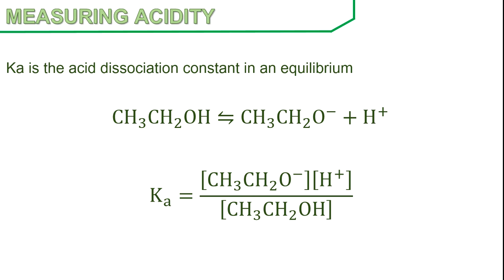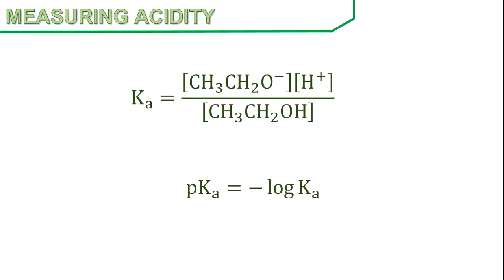One way is through Ka, and this is called the acid dissociation constant. So if we look here for ethanol, Ka is measured as the concentration of CH3CH2O- ion times by the concentration of H+ ion over the total concentration of the ethanol.